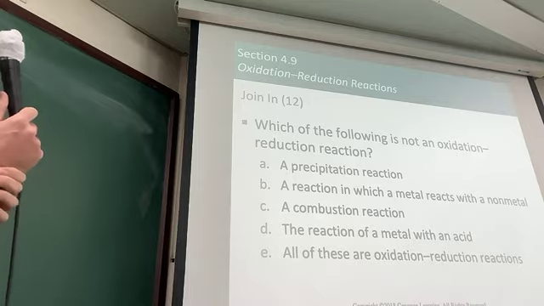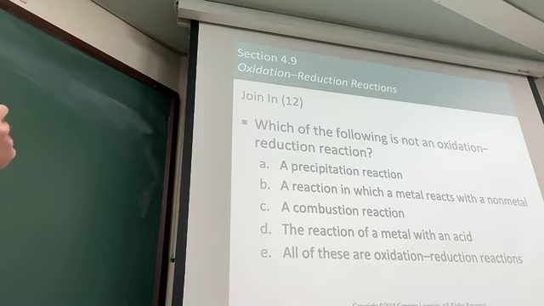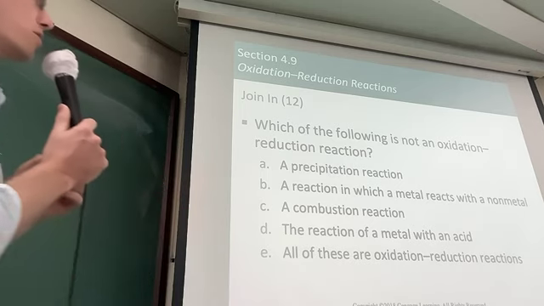How about B, a reaction in which a metal reacts with a non-metal? Yeah, so typically the metals want to get rid of electrons, right? So if there's a non-metal which usually can get the electrons, like oxygen or sulfur, fluoride, then this will make a reaction usually. So this is a typical example of an oxidation reduction reaction, where the metal gives away the electrons.